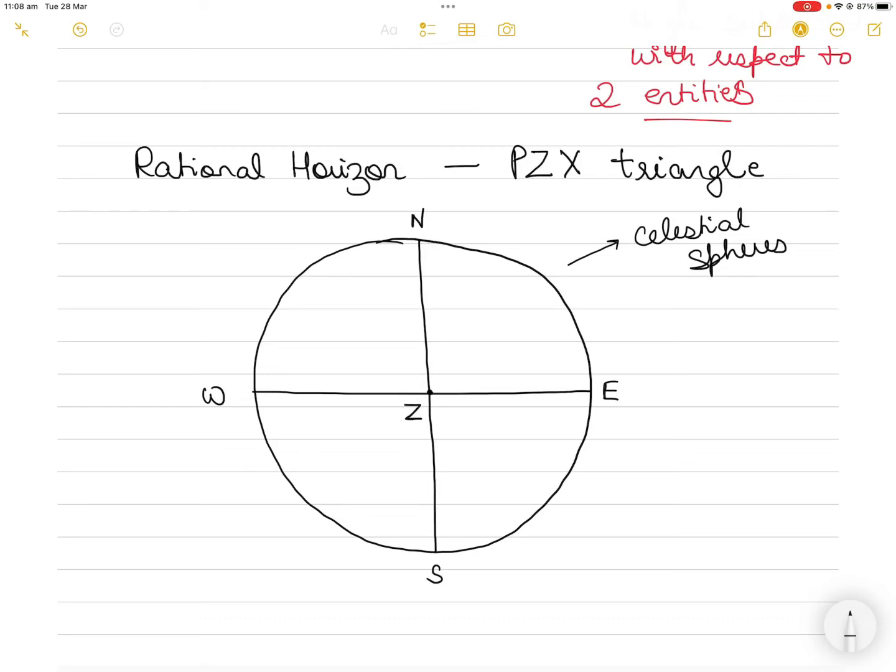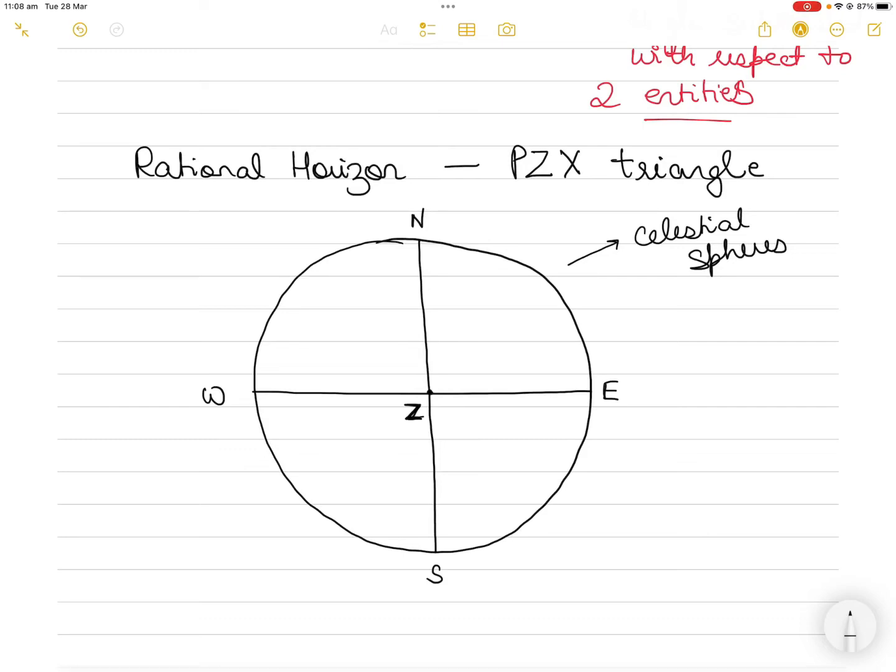When we put Z or the observer in the center of the celestial sphere. So what we are doing here is basically visualizing, looking at the celestial sphere, but from the top. We call it the bird's eye view. So we are basically looking at the head of the observer. We are looking at the observer from the top. That's the view we have taken.